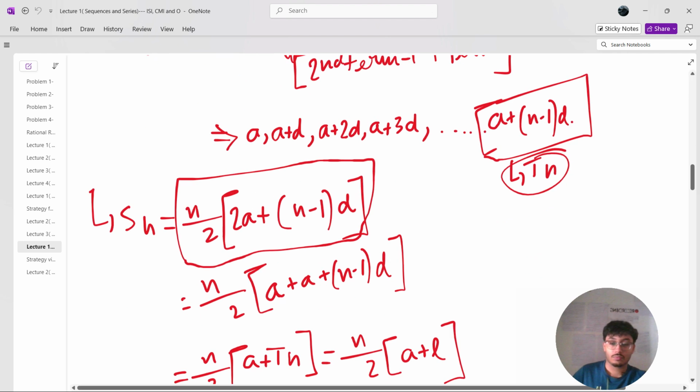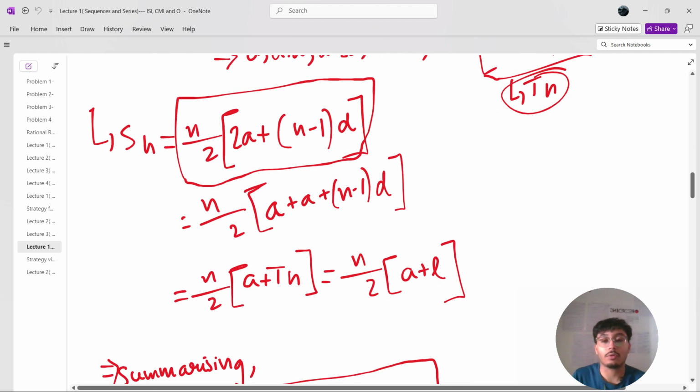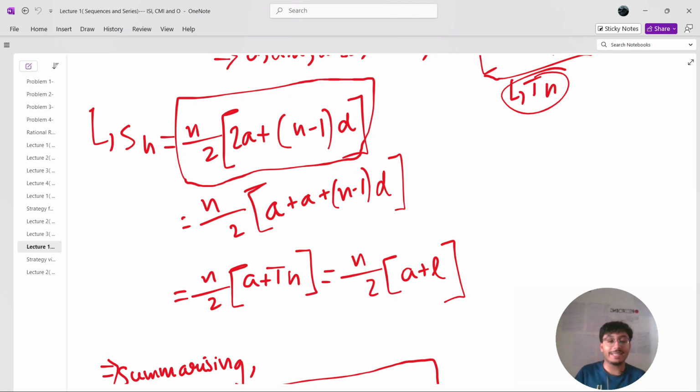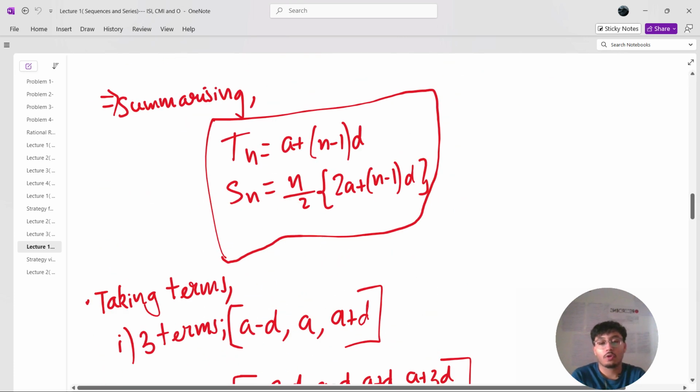Now coming to the summation, I had shown you how to derive the summation, which is basically n by 2 into (2A plus (N minus 1) into D). That is my summation. Or you could write it as n by 2 into (A plus Tn), or n by 2 into (A plus L), where L denotes the last term. Summarizing, these are the formulas.